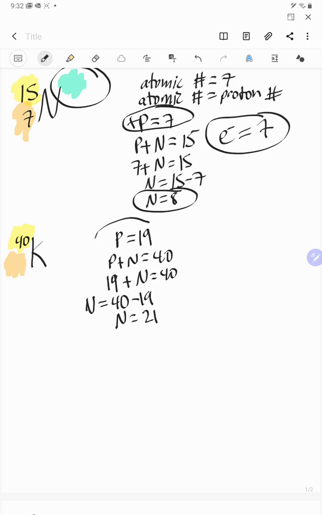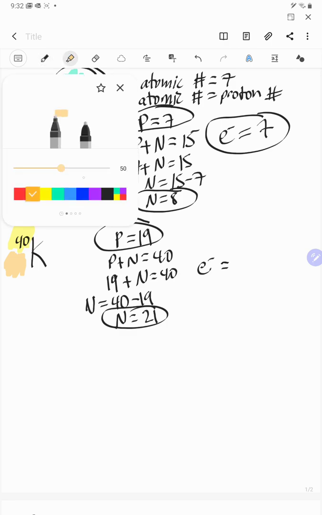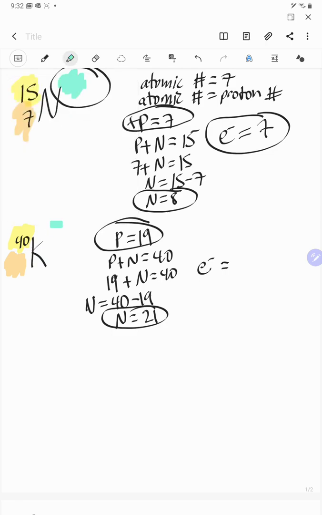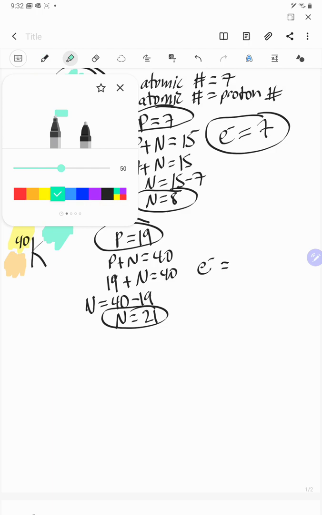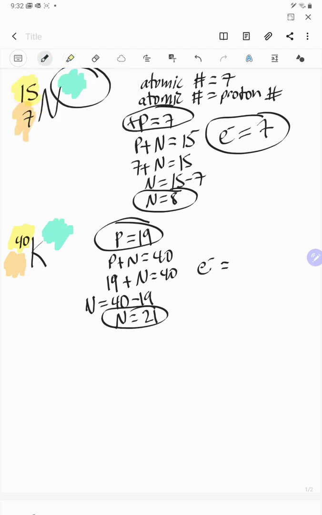All right, so we have proton number, we have neutron number, and then lastly, we're looking for the electron number. And can anybody guess what electron number is? If you remember what I just said in that previous problem, we're going to see that there are no charges here. Since there's no charge written, we know that the electron number is going to be the same as the proton number. So electron number equals 19.